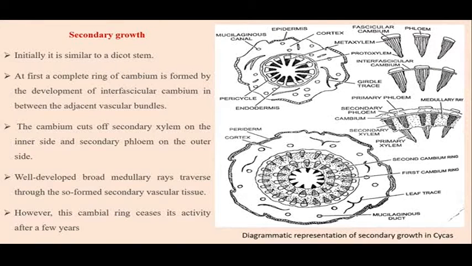However, this cambial ring ceases its activity after a few years. After some time, this cambium ring becomes non-functional. So, a new cambium ring is formed in the region of cortex. So here in this diagram you can see two cambial rings. This is the first cambial ring. It becomes non-functional after some time. Then again a cambial ring is formed from the innermost region of cortex. This is the second cambial ring.